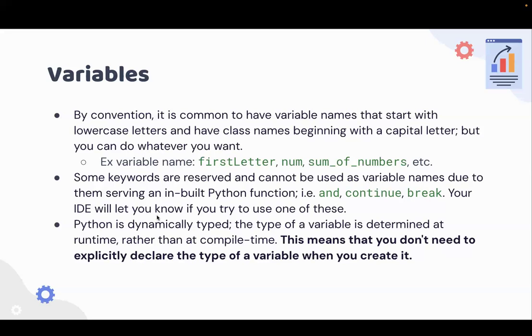Something fun is that Python is dynamically typed. So the type of the variable is determined at runtime. It's not like C++, where everything is determined at compile time, which means in C++ you have to declare the type of the variable at the beginning. But in Python, you don't have to declare the type of the variable when you create it.